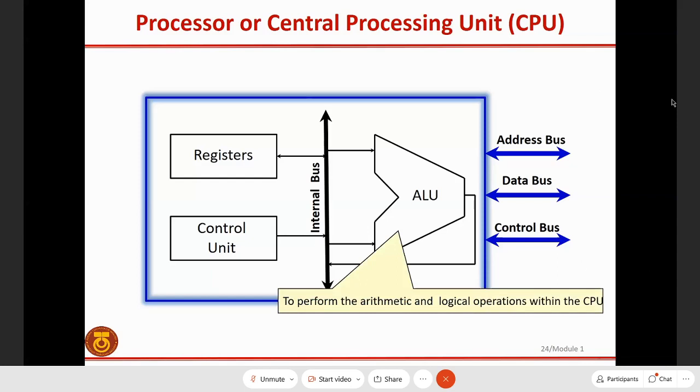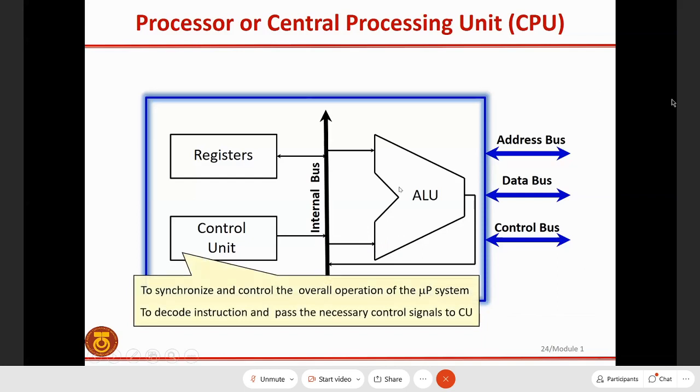Let's look here. What does the ALU do? It performs the arithmetic and logical operations within the CPU. Of course, because we do the processing. The data is being fed into the CPU, so the CPU needs to do some processing. What does it do? That's arithmetic or logical operation, right?